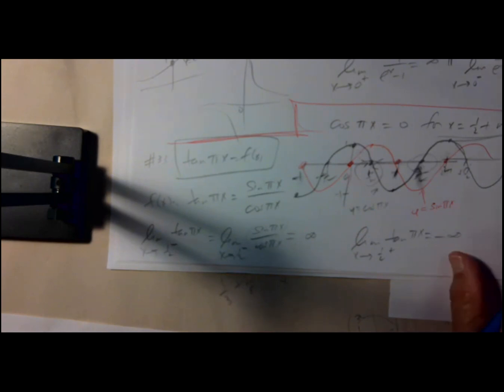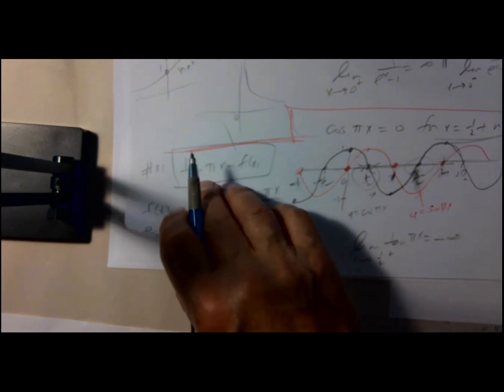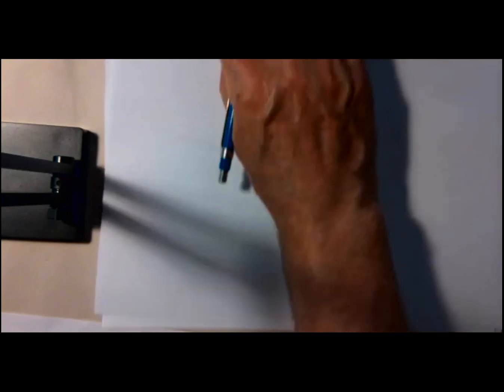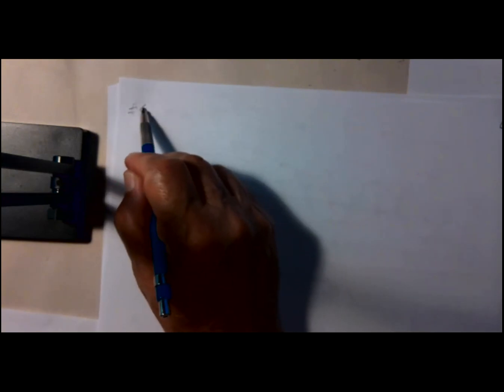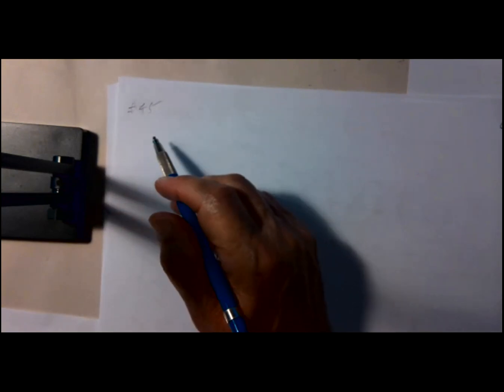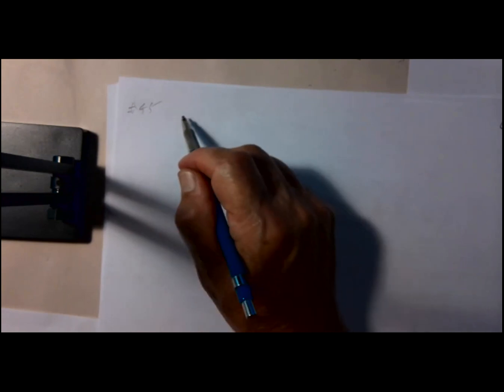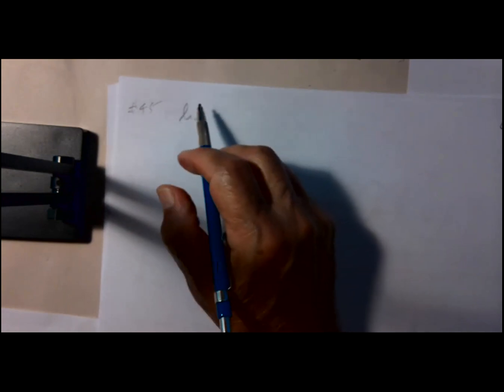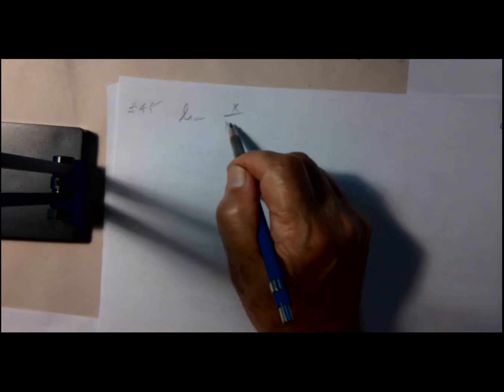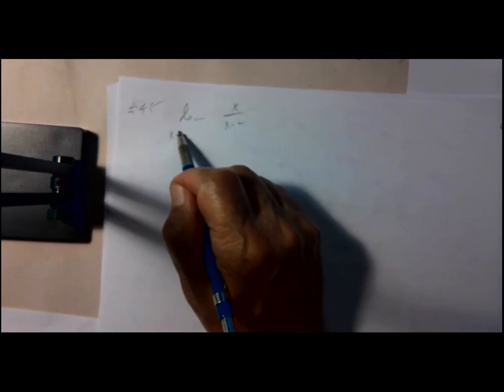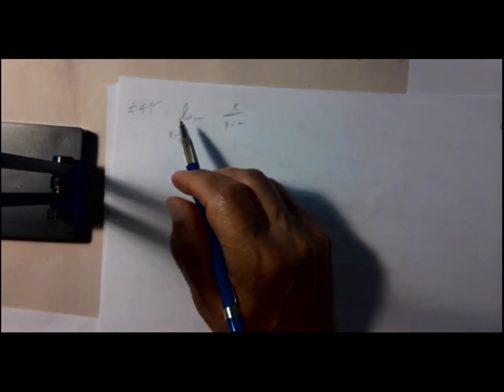Let me do just a couple more problems and then I'm going to stop unless there are questions. So this is number 45. Find the limit if it exists. The limit of the function x over x minus 2 as x approaches 2 from the right.